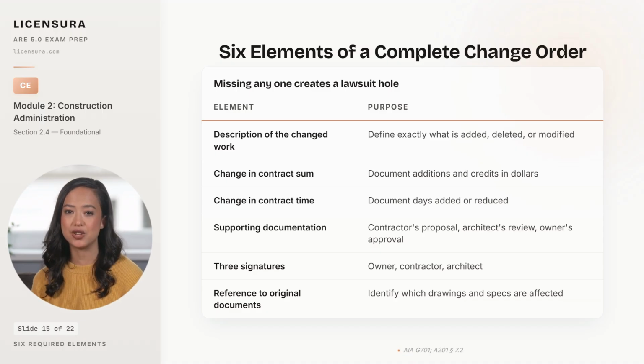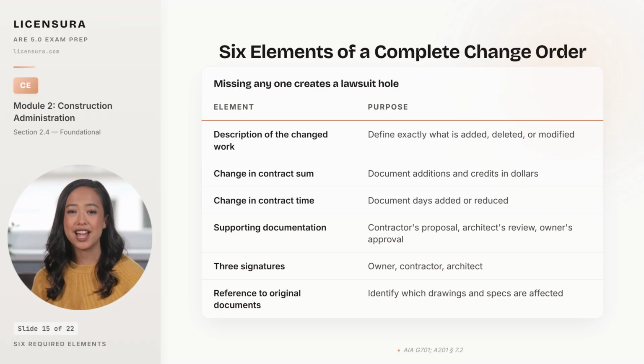The change in contract time documents days added or reduced because the CO modifies both the sum and the time, and forgetting the time component leaves the schedule ambiguous. Supporting documentation, the contractor's proposal, the architect's review, the owner's approval, proves how the parties got to the agreed terms and survives a deposition 5 years later.